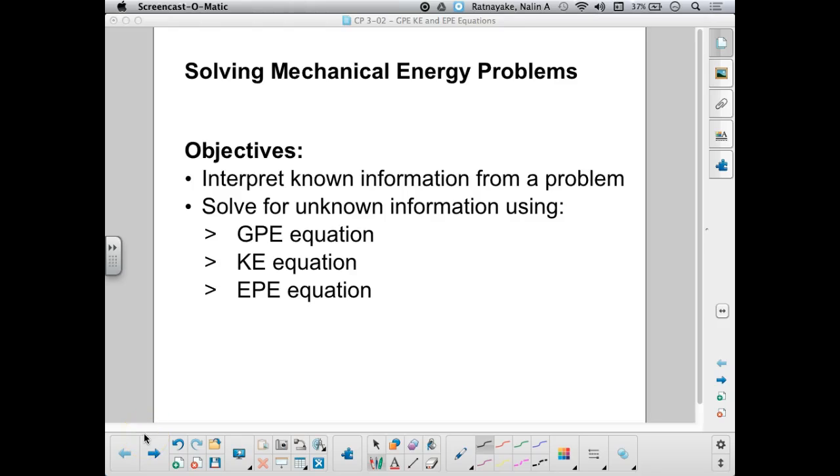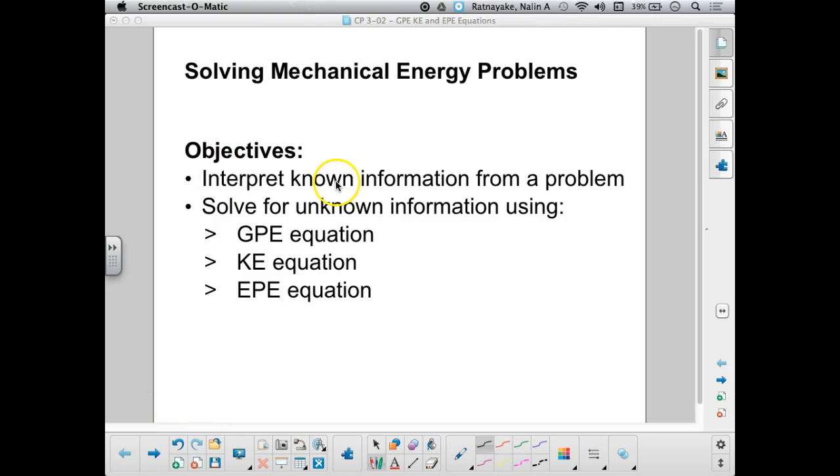Hello students, this lecture is about solving mechanical energy problems. Now we've learned about mechanical energy and we've learned about the three different forms of mechanical energy: gravitational potential energy, kinetic energy, and elastic potential energy. And now we're going to learn how to solve problems using them so that we can actually know how much energy in joules we have in a particular object.